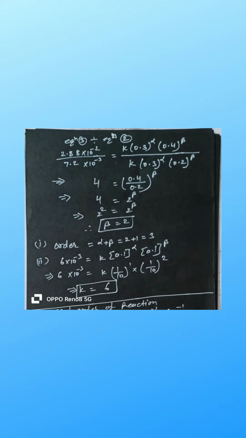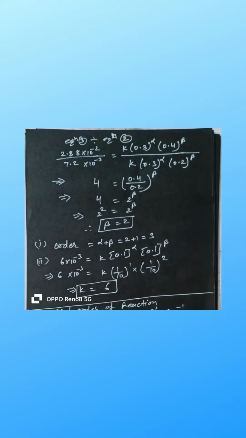Now observe the rate. The rate changes from 7.2 × 10^-3 to 2.88 × 10^-2. This is 4 times increase. So, 2 raised to the power beta equals 4. We know that 4 can be written as 2 square. Therefore, beta is equal to 2.